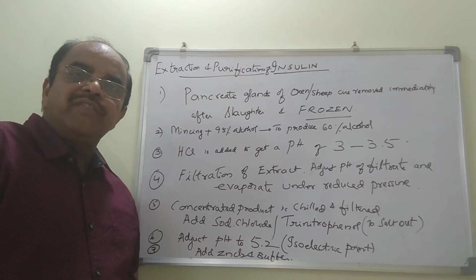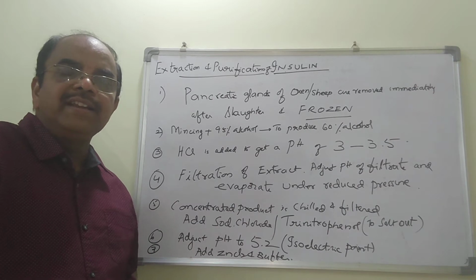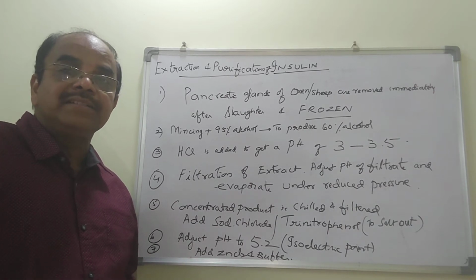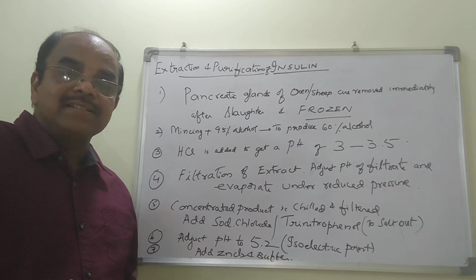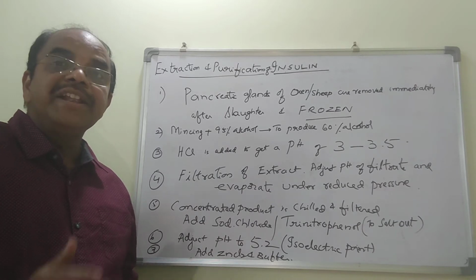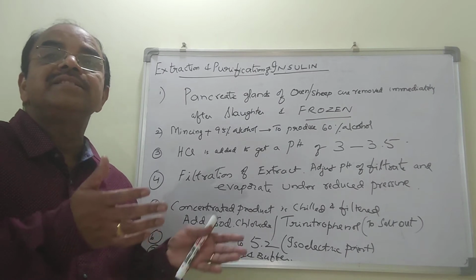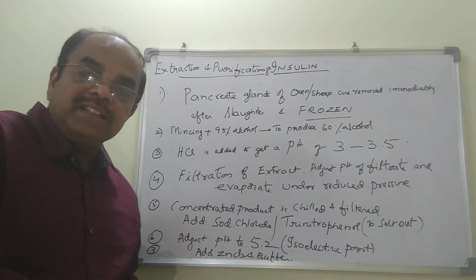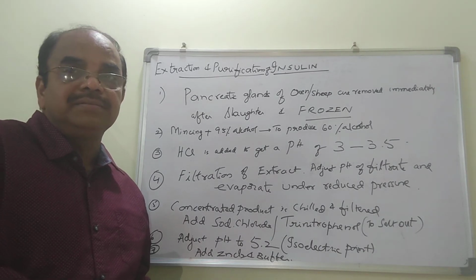Extraction and purification of the insulin. As I told you, insulin is obtained from the beta islets of the pancreas, whereas the alpha islets of the pancreas produce glucagon. Insulin reduces the glucose level, glucagon increases the glucose level in the body. Let us proceed to the extraction and purification of the insulin from the pancreas.